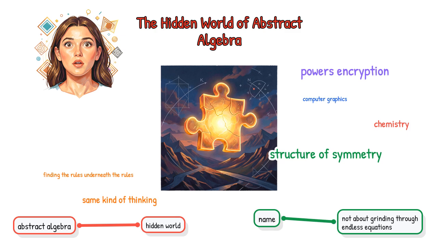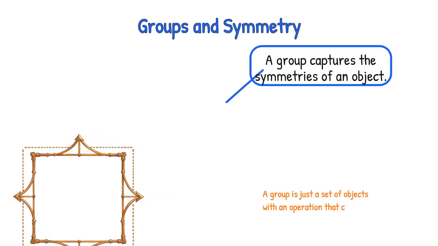In this video, we will break down 5 powerful ideas in abstract algebra, why they matter, and how they show up in real life. The first big idea is a group. A group is just a set of objects with an operation that combines them following a few simple rules. That sounds abstract, but here is the key. Groups are the language of symmetry.